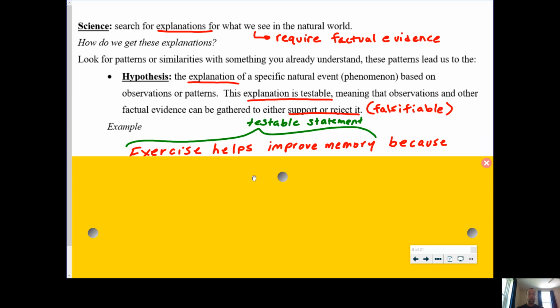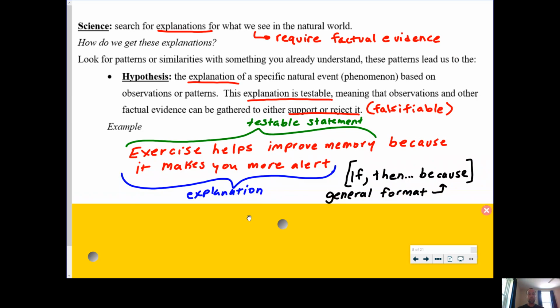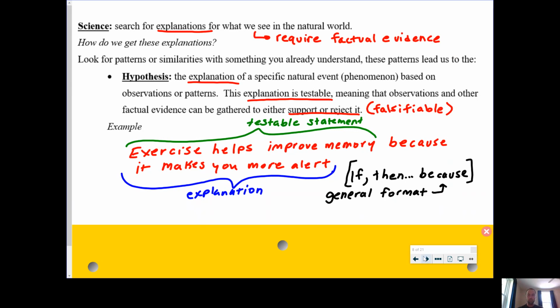So here is our explanation. Exercise makes you more alert and therefore helps you improve memory. If you want to be more into a specific format, you could say it's an if-then statement, but with a because. So it's not just an if-then, but it has a because component as well.